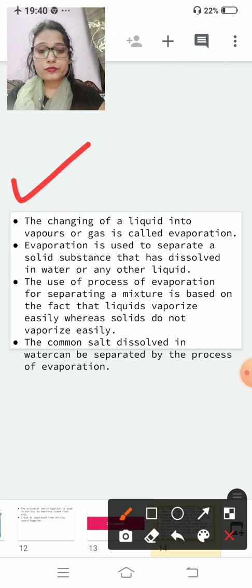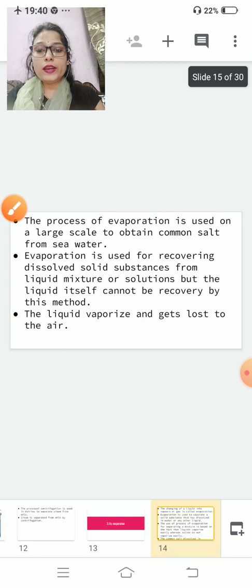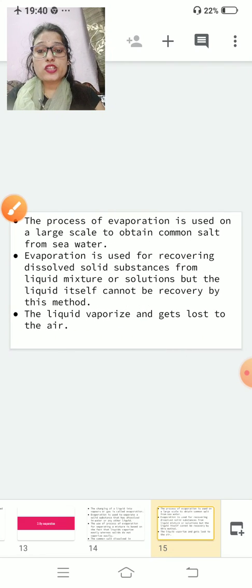Clear? Now the next is the example, I gave you the example already. The example is that common salt dissolved in water can be separated by the process of evaporation. I don't think more explanation is required. Clear? Shall we go ahead? The process of evaporation is used on a large scale to obtain common salt from seawater. Clear?